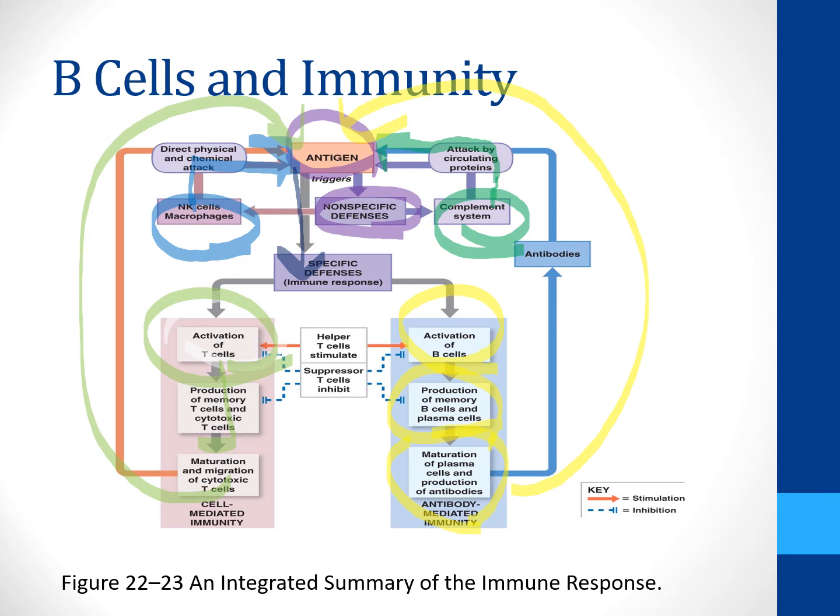So I would recommend that you look through all of these and make sure that you understand the difference between triggering non-specific defenses and triggering specific defenses, activating cytotoxic T cells to directly attack cells with antigens, and activation of B cells, which is going to end up making plasma cells and creating antibodies, and the antibodies are going to go and attack the antigen.